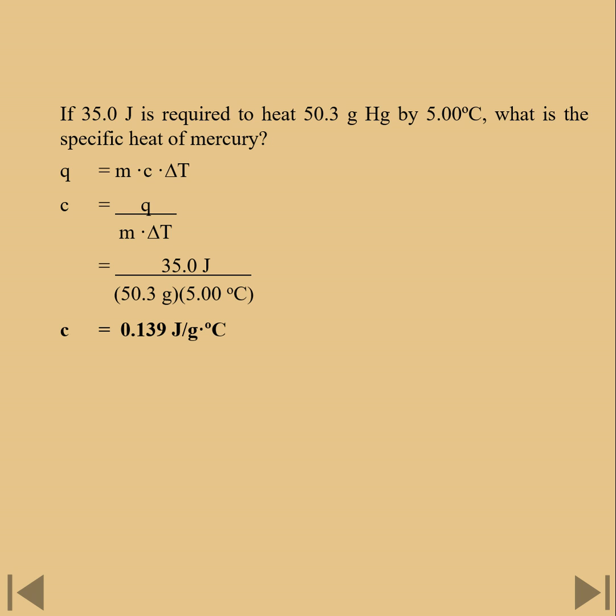Now let me ask you, could we ever have a specific heat that's negative? No. Specific heat will always be listed as a positive quantity.